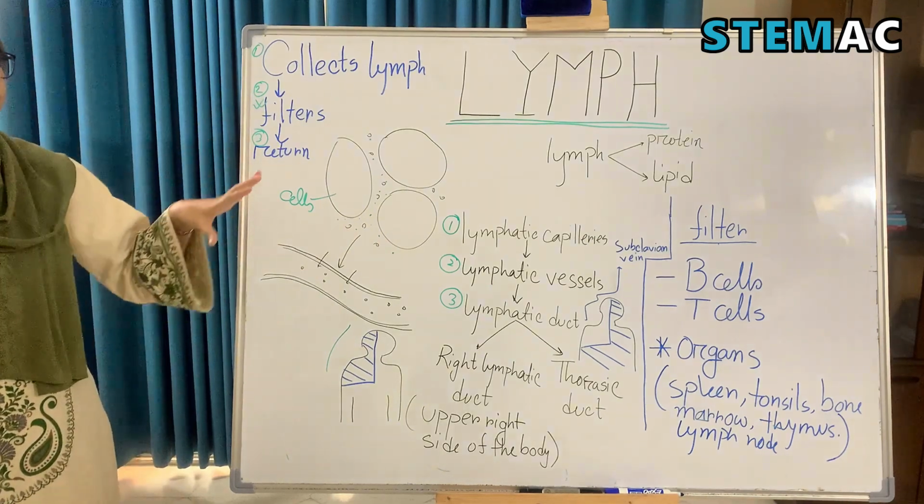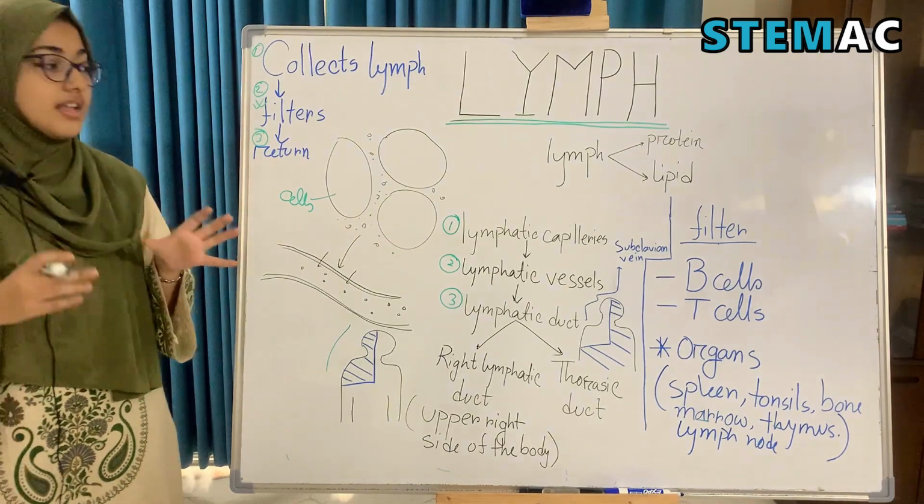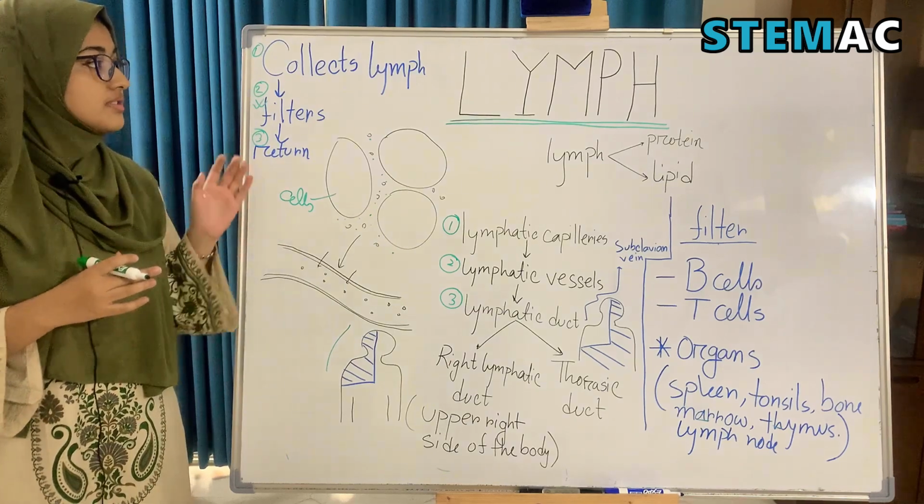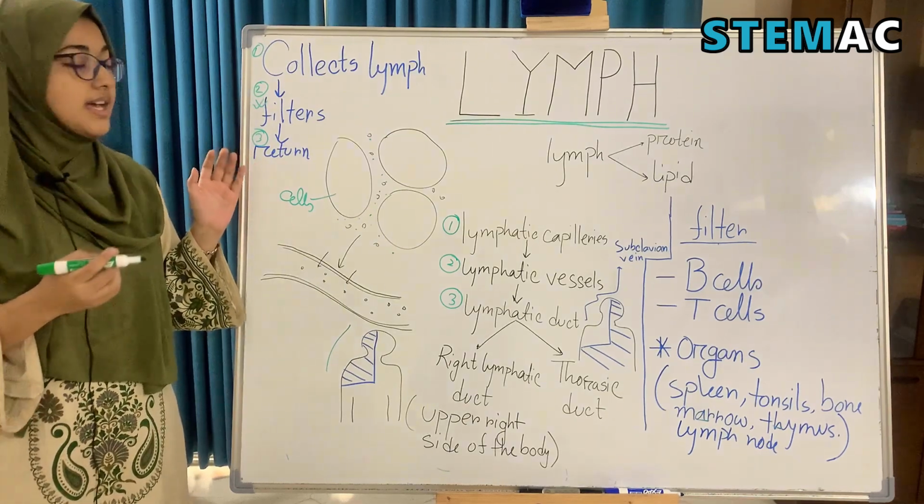So this was the lymphatic system. I guess you can now understand more about the circulatory system of blood and lymph.